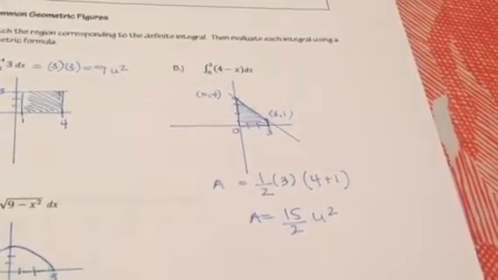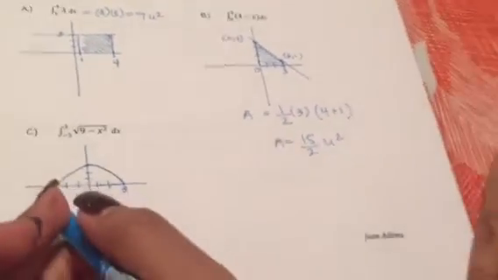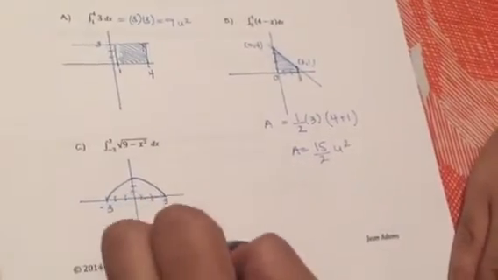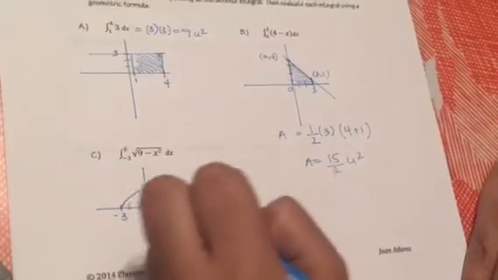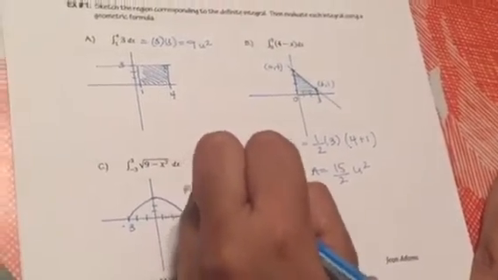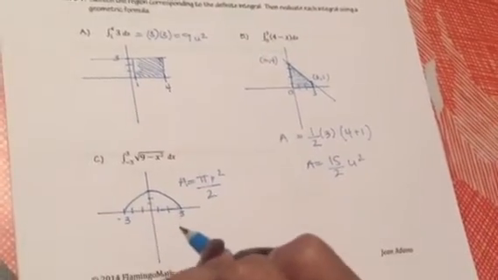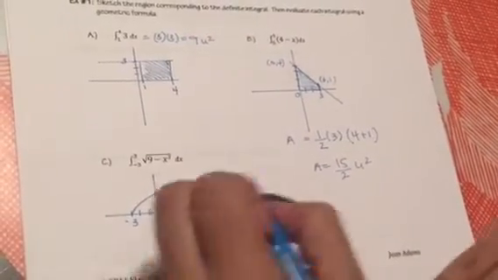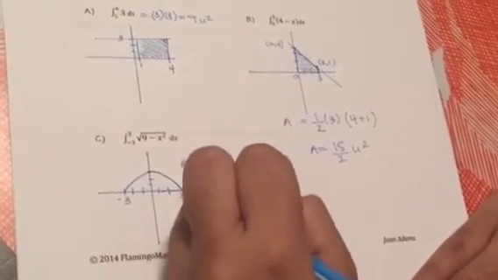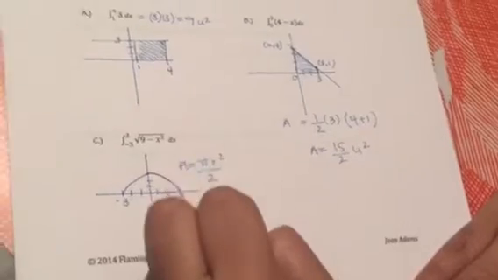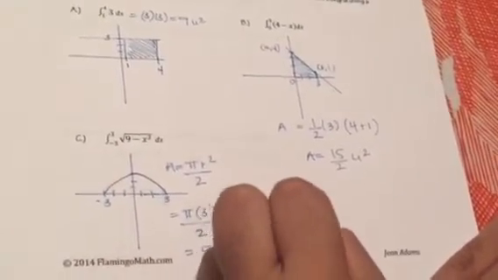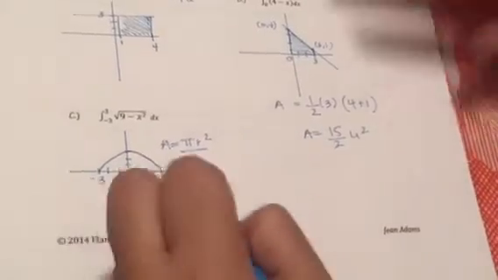If we look at this example, we have a semicircle going from -3 to 3. So we know that the formula for this is pi r squared divided by 2. If our radius here is 3, all we need to do is substitute our values in, which will then give us 9/2 pi units squared.